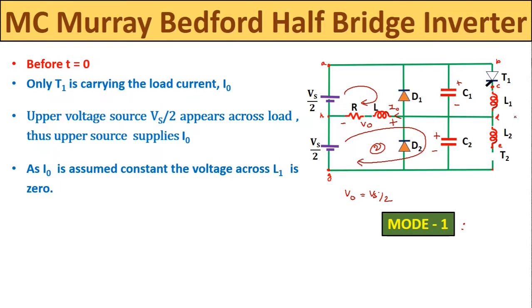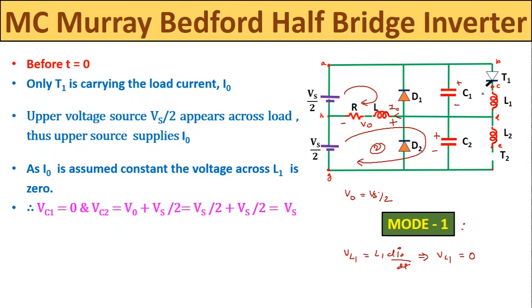Therefore voltage across this inductor L1 will be equal to 0, because we know that the voltage across the L1 inductor can be written as VL1 equal to L1 di0 by dt, because the load current is flowing through this L1 inductor. Now as this load current is constant, the rate of change of current with respect to time will be equal to 0. Therefore we will get the voltage across L1 inductor VL1 equal to 0. Now as the voltage across L1 is equal to 0, the voltage across capacitor C1 will also be equal to 0. Therefore we will get VC1 equal to 0.